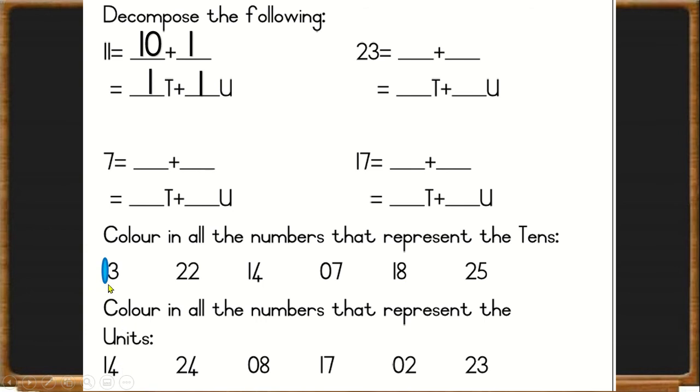Now the next question, so you're going to color in the tens in this row, and then the next question is to color in all the numbers that represent the units. And the units are on the right of each number. So we're going to look at number 14. My units are number 4. So I have 4 units in number 14 and 1 tens block in number 14. So 10 plus 4 equals 14. Quickly do this activity, pause the screen, and then you can continue to page 14.